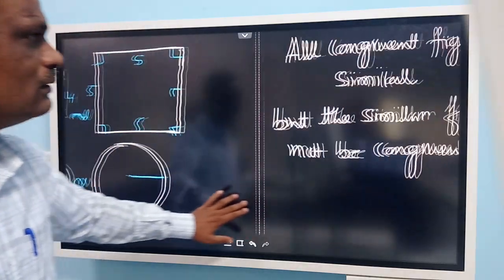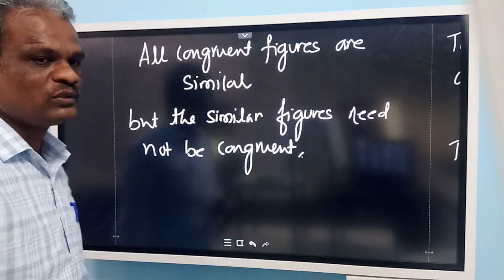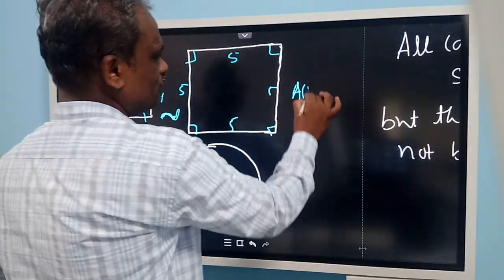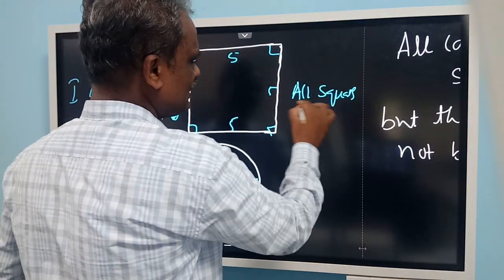Okay, so now we can come to a conclusion. Look at this. All squares are similar. I told you, all squares are similar.